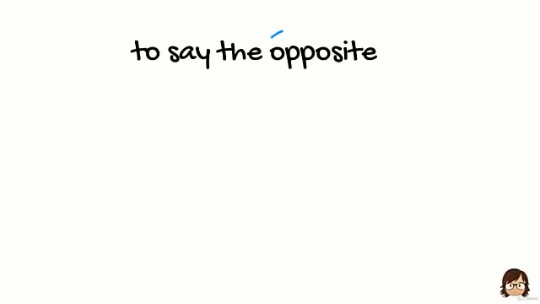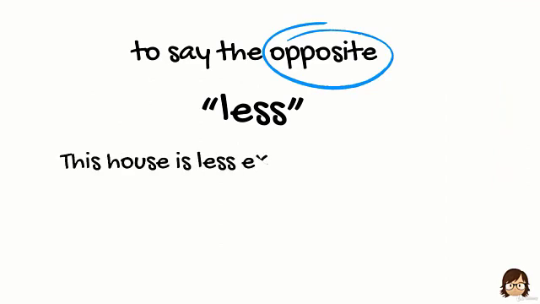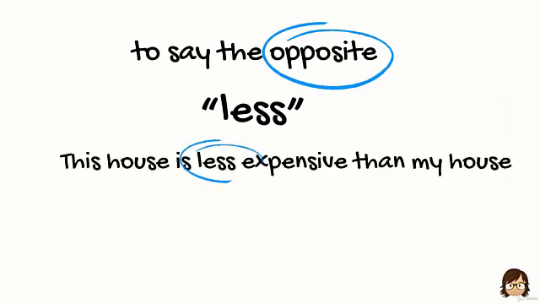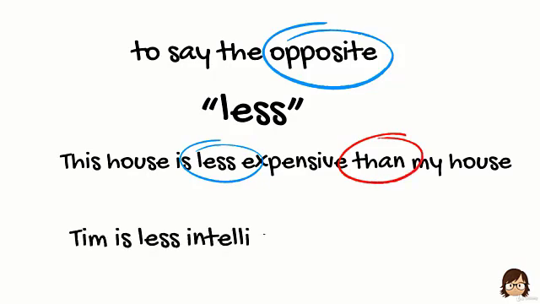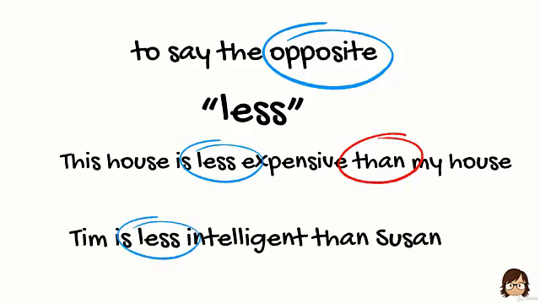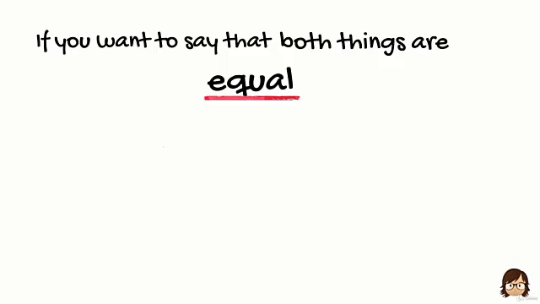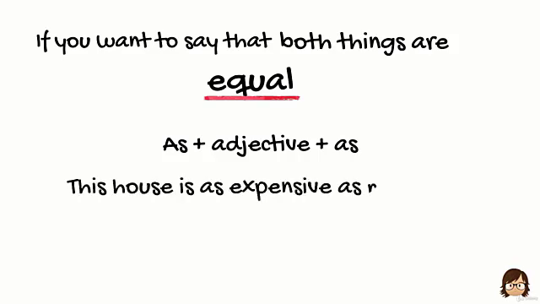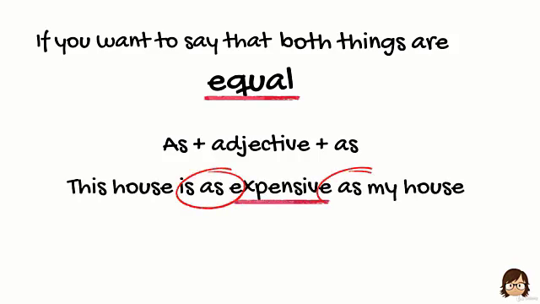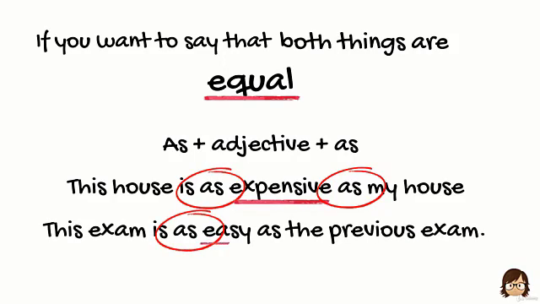If you want to say the opposite, then use less. For example, this house is less expensive than my house. Tim is less intelligent than Susan. If you want to say that both things are equal, then use as plus adjective plus as. Look at the examples. This house is as expensive as my house. This exam is as easy as the previous exam.